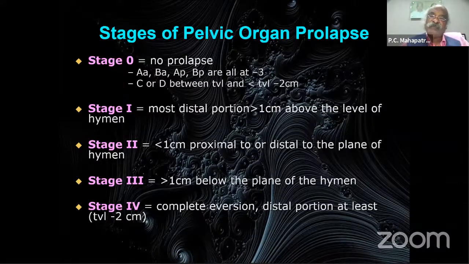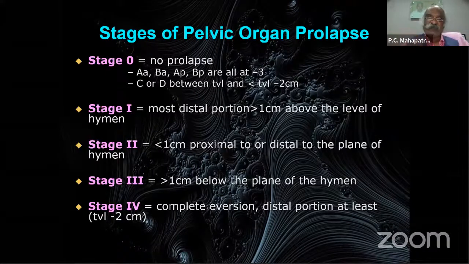Stage 0, there is no prolapse. So AA, BA, AP, and BP are all at -3. Remember that. Normally, it is at that level. And for C or D, between TVL and less than TVL, at least a 2 centimeter deviation is there.